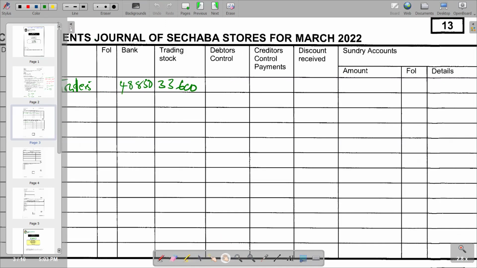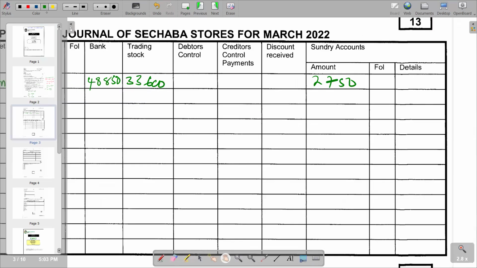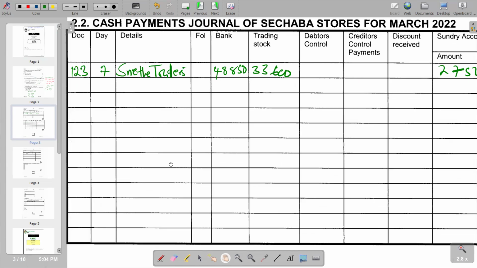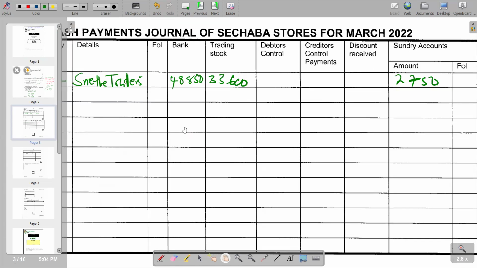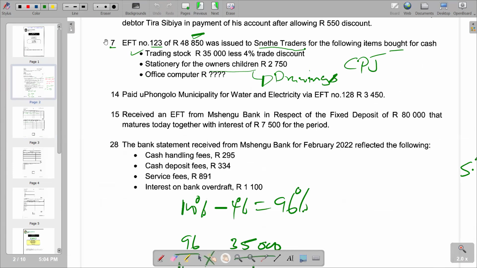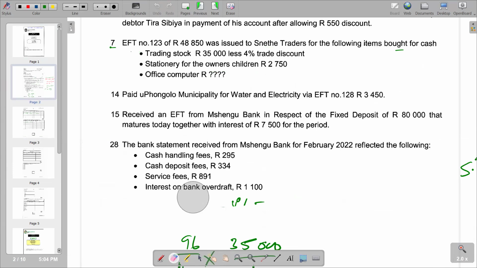So we come in, the amount that we have is 2,750. And on details, we are saying they are drawings. So we come here, drawings. Then after doing that, we can also see another element inside. We have also got the computer, which we have the value we are not given, so we need to calculate it.